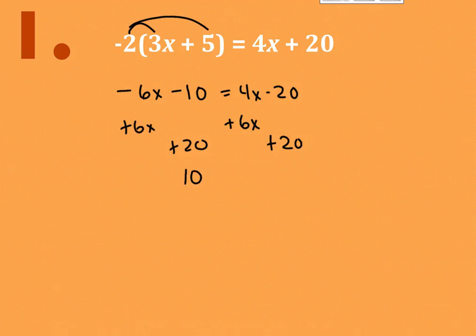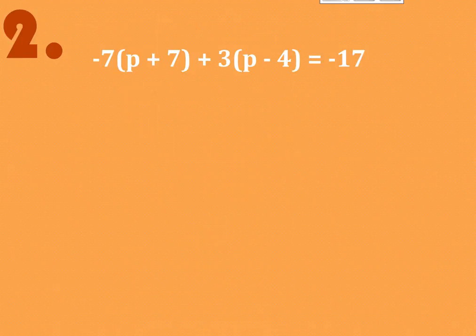So that's going to be 10 on this side. This will zero out. This will zero out. Negative 10 plus 20 is 10. 4x plus 6x is 10x. Divide by 10, divide by 10. X is going to equal 1. That should be pretty easy for you guys by now.